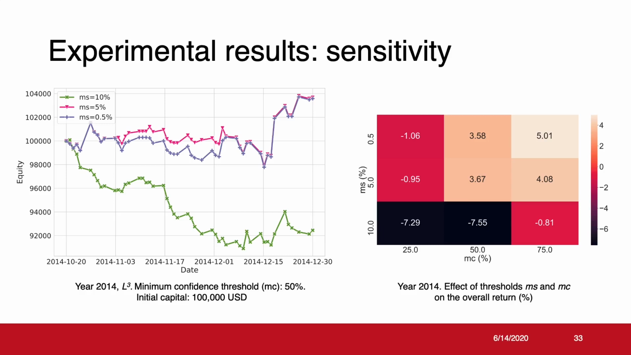Instead, experimental results reported that a high minimum confidence level is required to achieve positive returns, and that there is a significant performance degradation lowering it. Here, these behaviors are highlighted in a sample year of our experiments in 2014. On the left, we have an equity line for different values of minimum support thresholds, and on the right, the heat map that highlights with a lighter color the configurations that provided the best results.